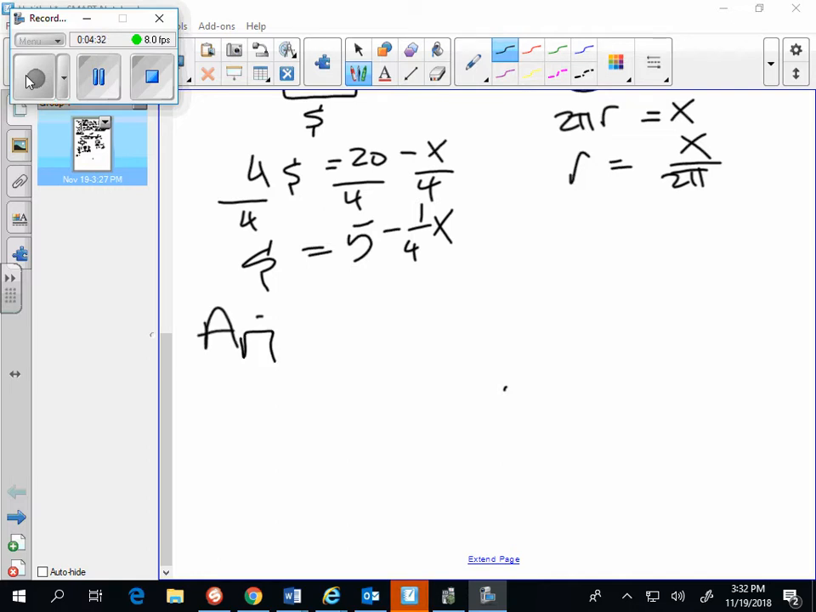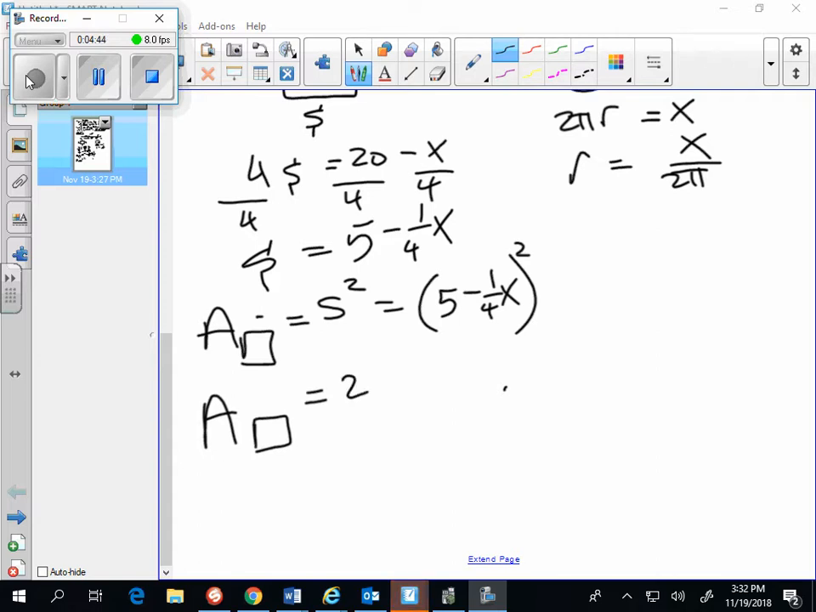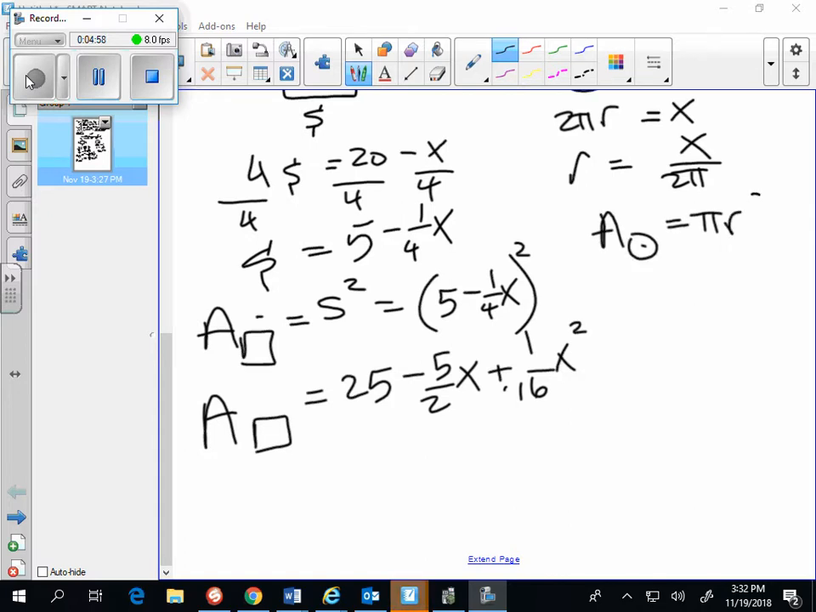Remember, area of the square was side squared, and in our case, that would be (5 minus 1/4 x) squared. And if I FOIL, I'll get the area of the square to be 25 minus 5/2 x plus 1/16 x squared. Now I want to repeat that process over here with the area of the circle. Remember, the area of the circle is pi r squared. And by the way, if you don't remember these formulas, you should be writing them down on your formulas I've forgotten page so that you don't forget them again.